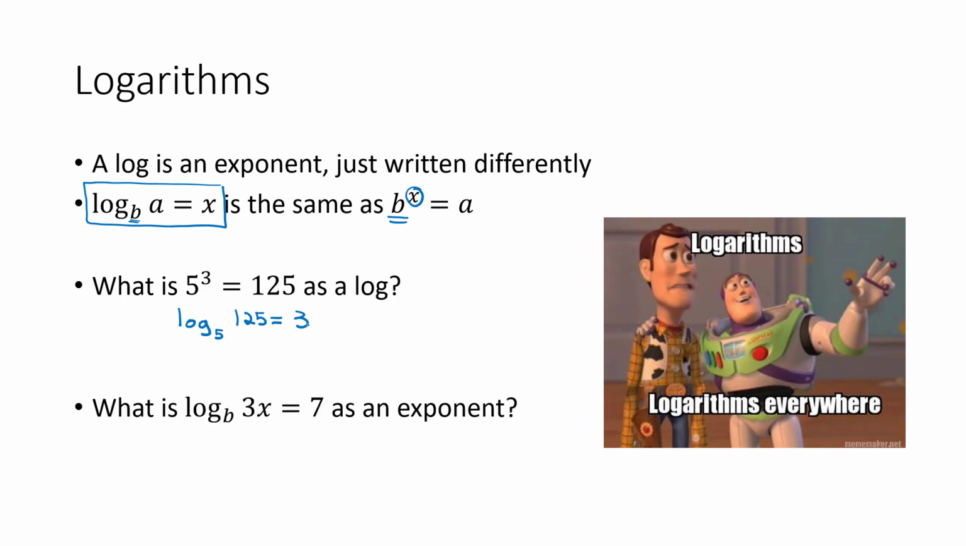We can go the other way too. How about this one? Log base b of 3x equals 7. If we were to write this as an exponent, the base of the log is the base of the problem. The logarithm is the exponent. It equals the exponent, so 7 is our exponent, and 3x must be the answer. So b to the 7th equals 3x is exactly the same as log base b of 3x equals 7.